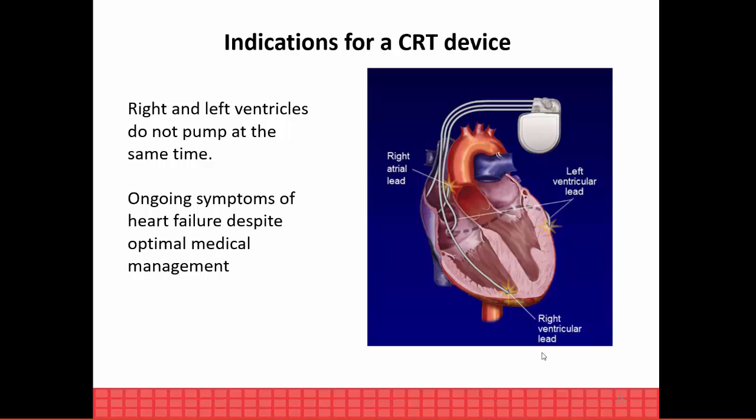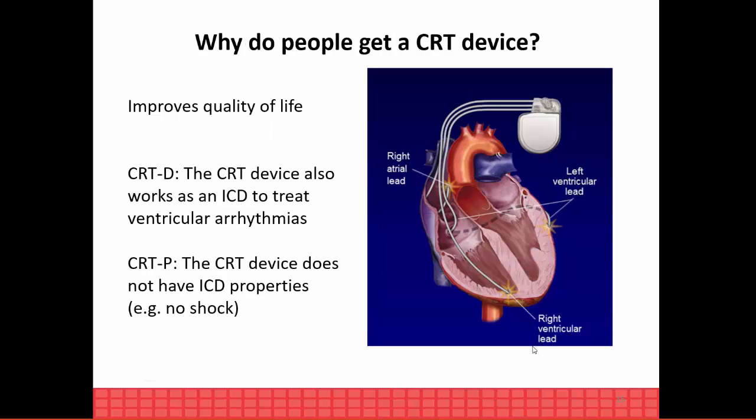So why do people get a CRT device? Again, I mentioned it's about quality of life. So if the patient has a risk of sudden cardiac death, they would put in a CRT-D or defibrillator device. And if it's simply to improve the quality of life and symptoms, they can get a CRT-P or pacemaker only. So no shocks, but at least hopefully the symptoms of heart failure will improve.